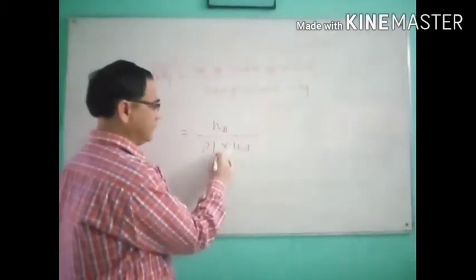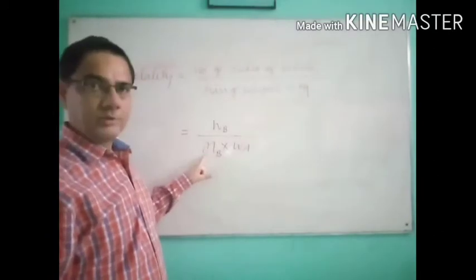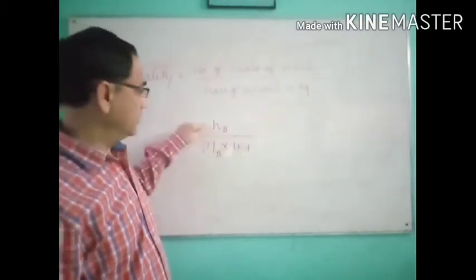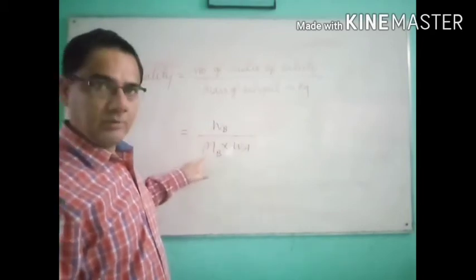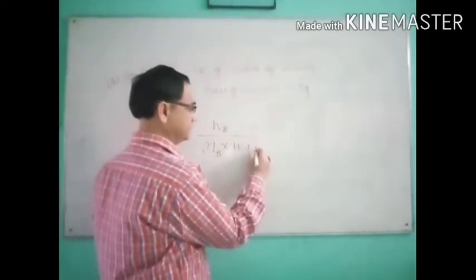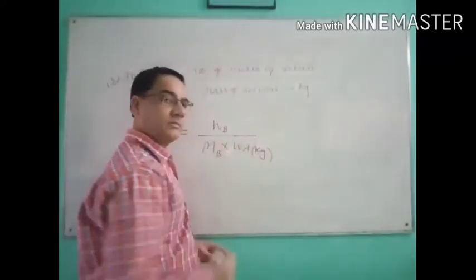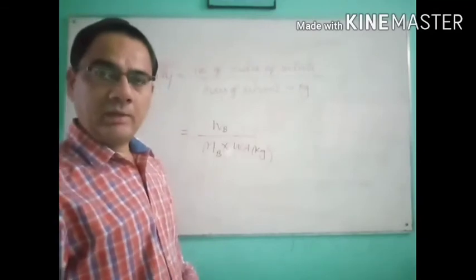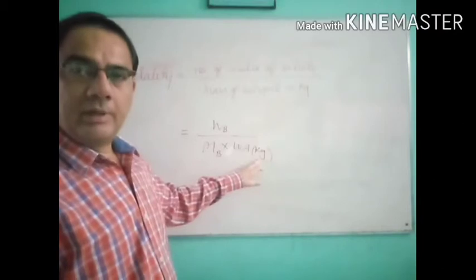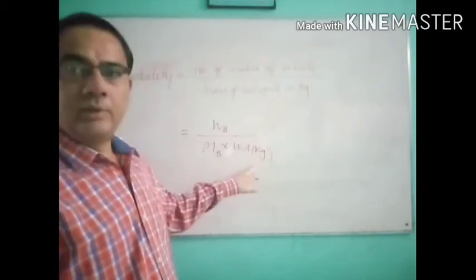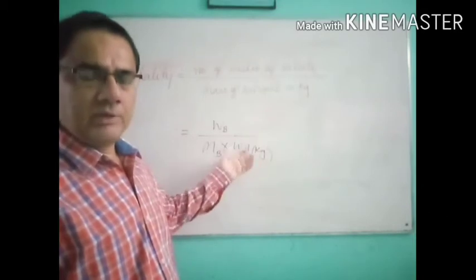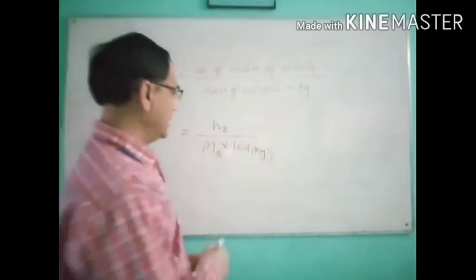M, if you write here MB, then also no problem, because this also belongs to solute. So B solute, A solvent. So WB upon MB is equal to number of moles, and this is mass of solvent in kg. Again the same problem. If in the numerical the mass is given in kg, put the value here, but in many numerical that will be given to you in gram. If it is given in gram, then you do the same thing as you have done in the molarity.